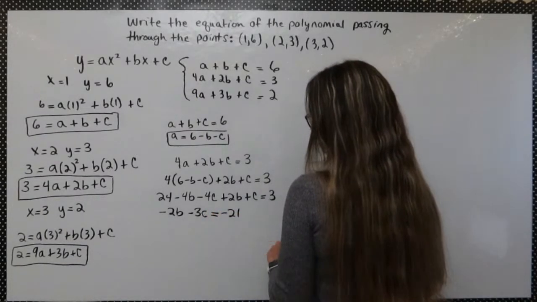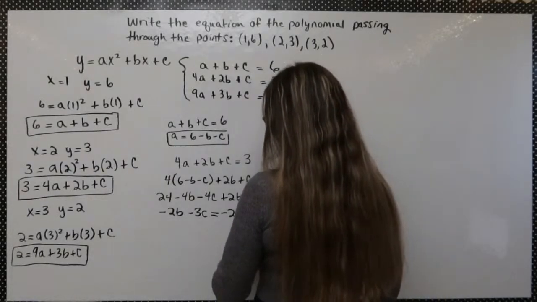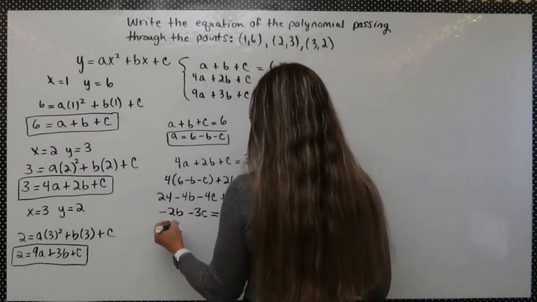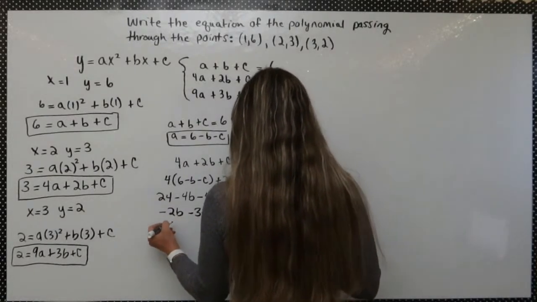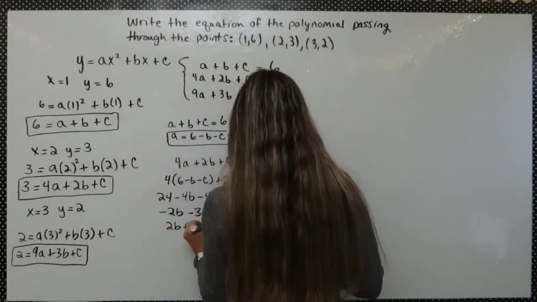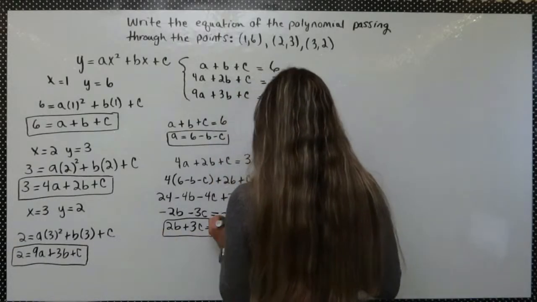Well, if we multiply everything by a positive 1, it's going to give us 2b plus 3c equal 21. So we'll box that one to stay positive.